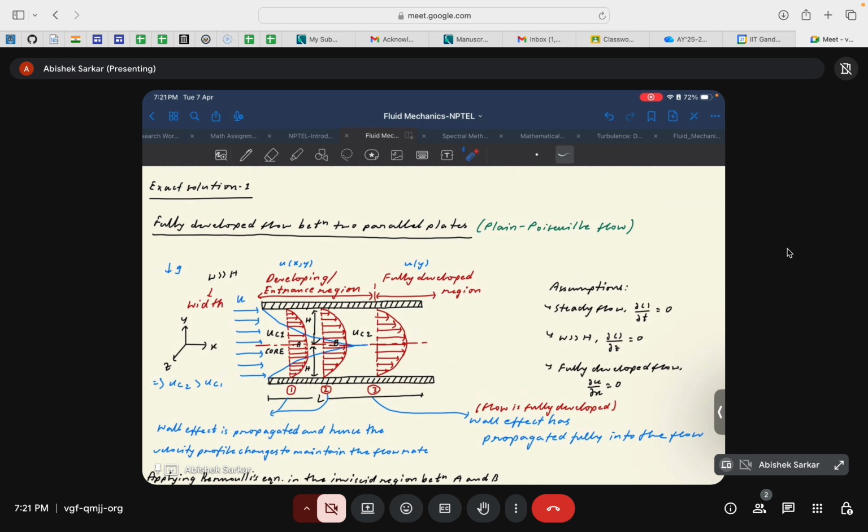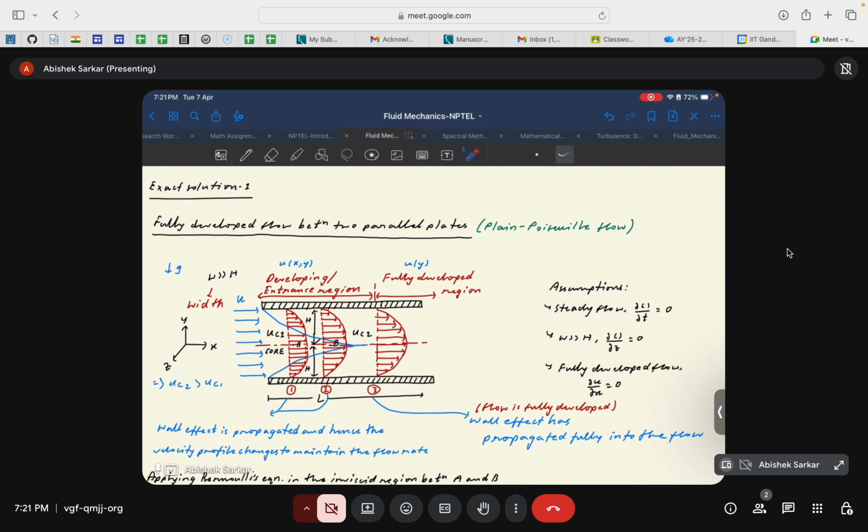Second assumption is that since the width of the plate, that's the width along the z direction, is much greater than the height or distance between the two parallel plates, any gradient with respect to the z direction is equal to 0, okay? And since it is the fully developed region, the velocity profile does not change along the x direction, so we have ∂u/∂x equal to 0, okay? This is the third assumption.